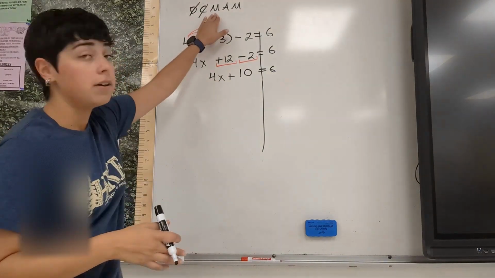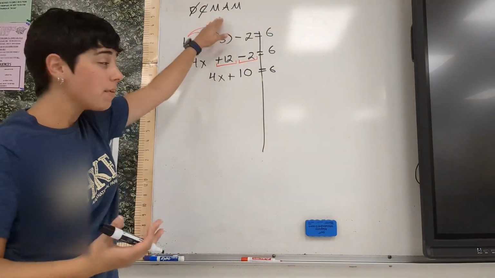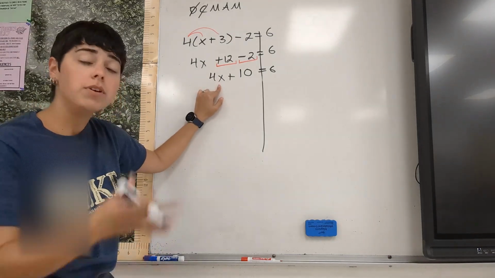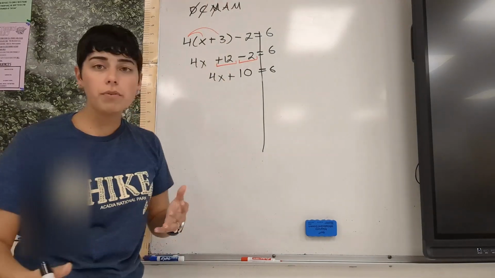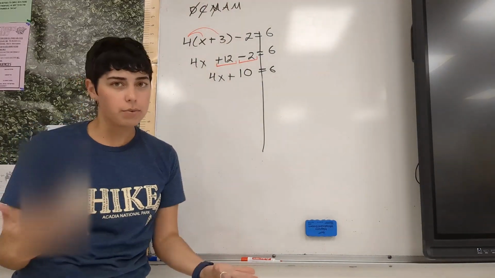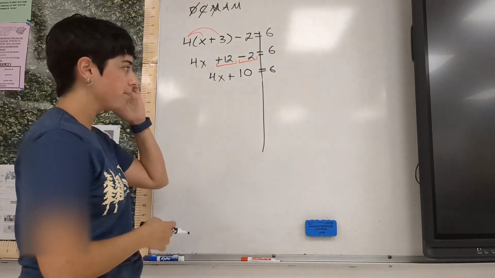Next I have M, move the smaller variable. However, there's only one variable. So this is an example where I'm not going to use every letter. There's only one variable, I can't move it anywhere, right? There's nowhere to combine it with.